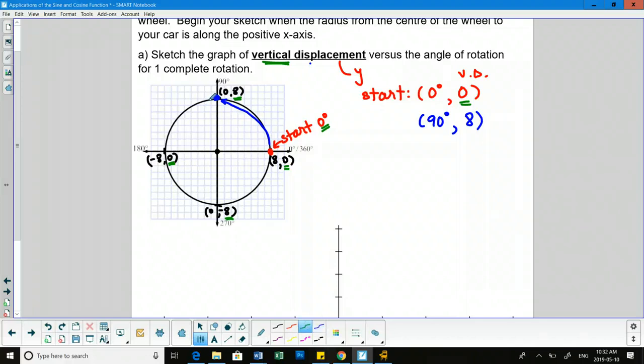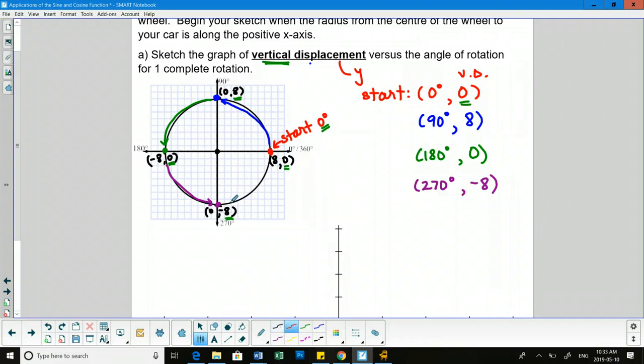Okay? Now, how far have I traveled from the start if I rotate down to this point? 180. And what's my vertical displacement? Am I above or below the center of the Ferris wheel at all? I'm equal to the center, so I am 0 as far as vertical displacement. Okay, and then next location, how far have we traveled now? 270. Am I above or below the center at all? I'm below it. How many meters? I'm negative 8 meters, or 8 meters below the center.